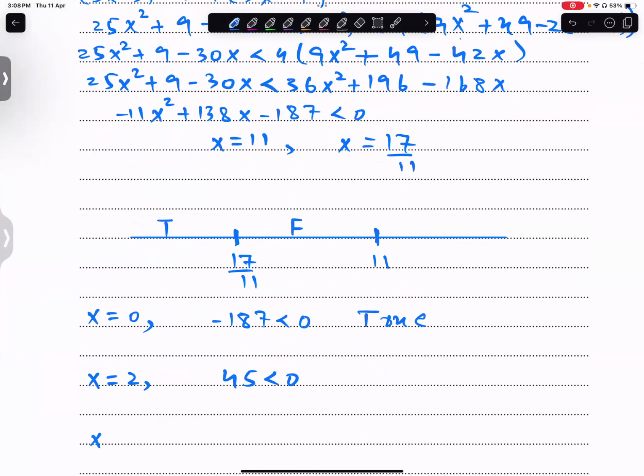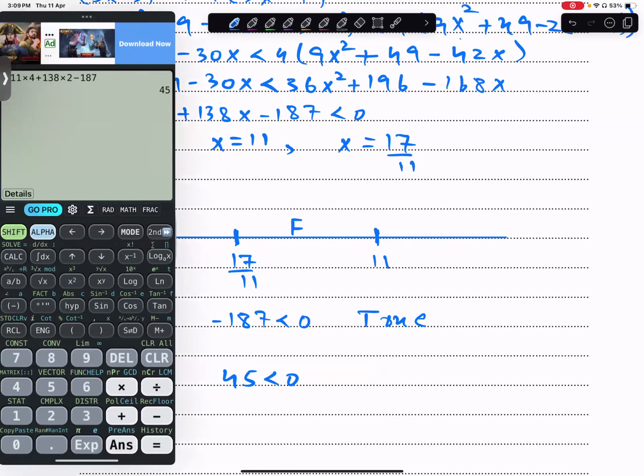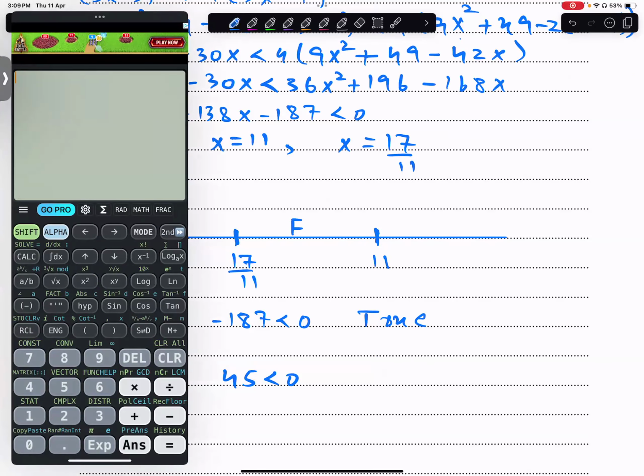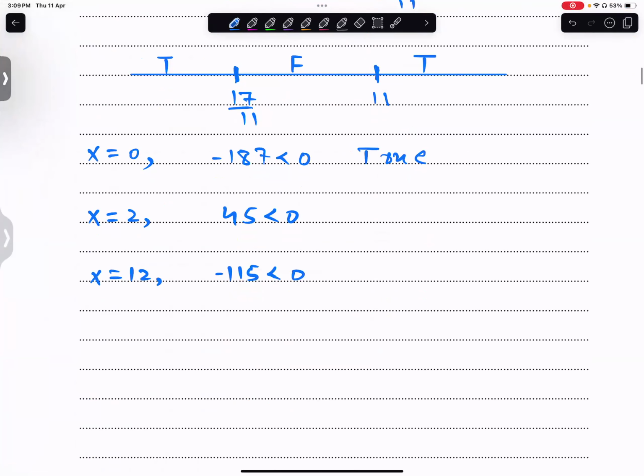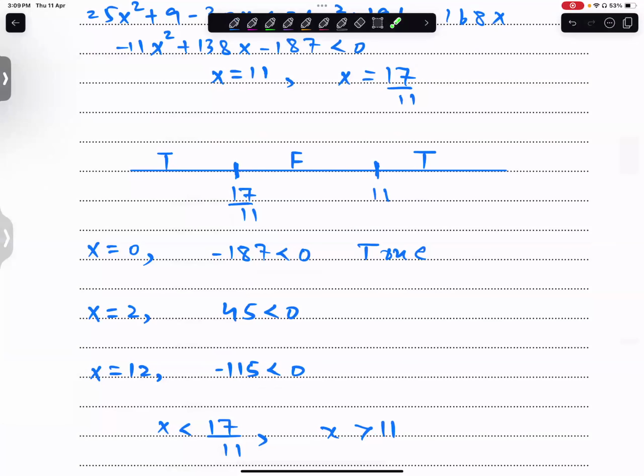And now you will take x is equal to 12 greater than 11. Now again put minus 11 times 12 square plus 138 times 12 minus 187, which will be minus 115 is less than 0. And that is again true. So we will conclude that the answer is x is less than 17 over 11 and x is greater than 11.